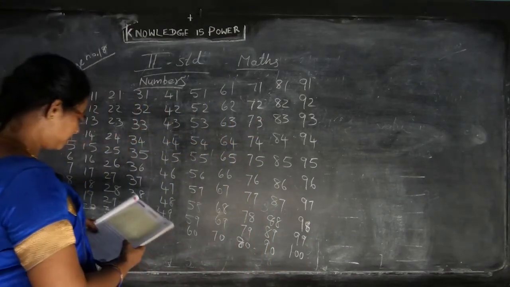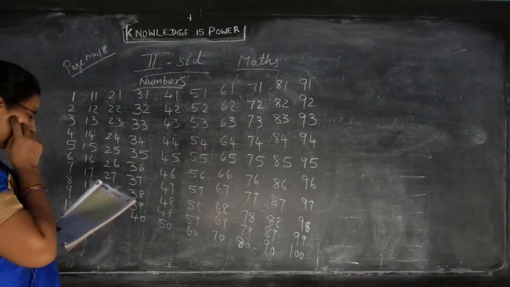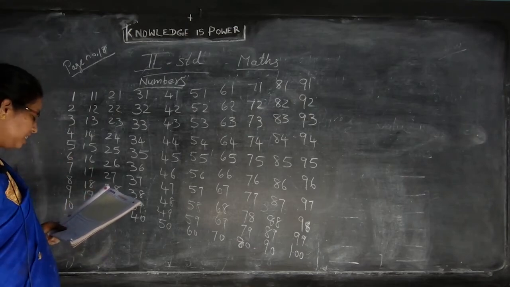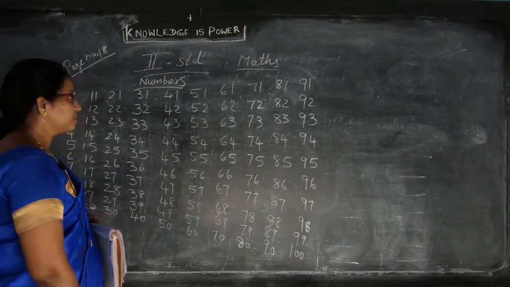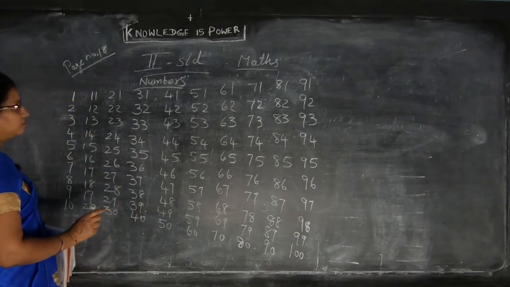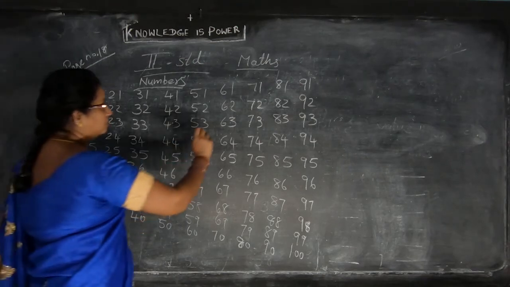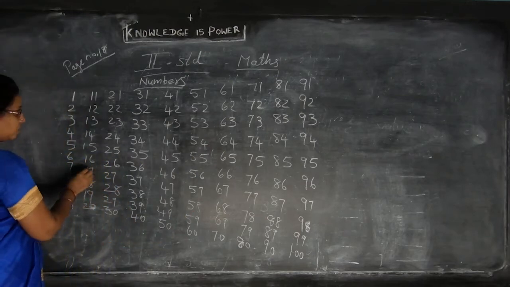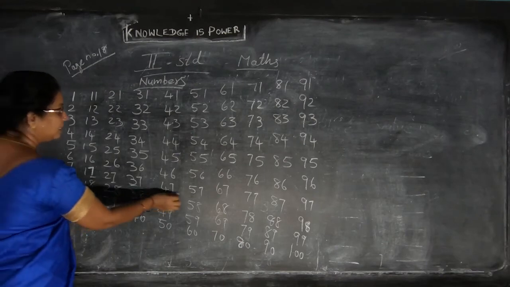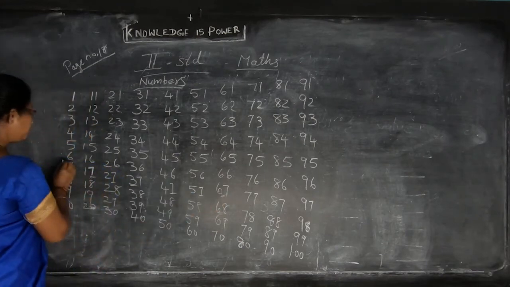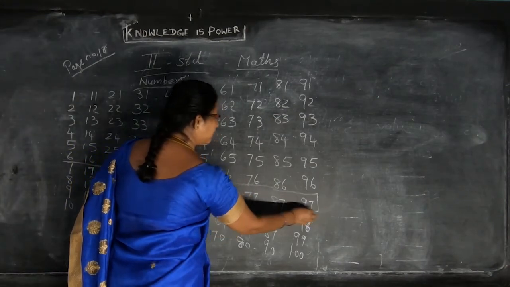Okay children, see here. Write the numbers with the digit 7 either in ones place or in tens place. See here, in ones place you see where the 7 is. Ones place, you see children. See, in ones place where is 7? See here, in ones place 7 is here. This all ones place. Okay?